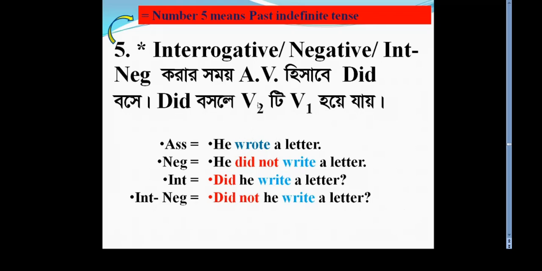এখানে আমি বলেছিলাম did বসলে b2t b1 হয়ে যায়. So we change the form of verb. Similarly, for interrogative and interrogative negative, we use did auxiliary verb and also change the form of verb. Okay.